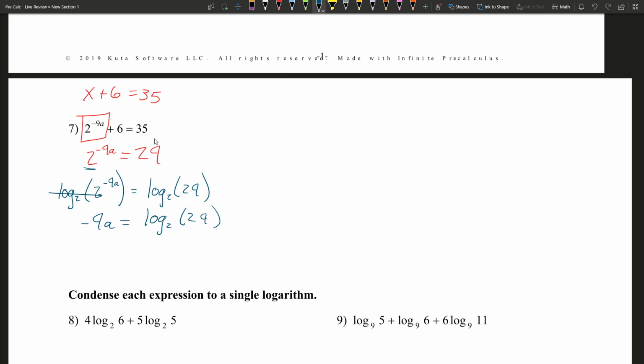And then the rest is just algebra, where the log base 2 of 29 is almost like a variable. So we divide by negative 9 on both sides. So a will equal log base 2 of 29, all of which will be divided by negative 9. So do not put this negative 9 in the parentheses. That is wrong. It's a log base 2 of 29. That's some number, and you divide that number by negative 9.